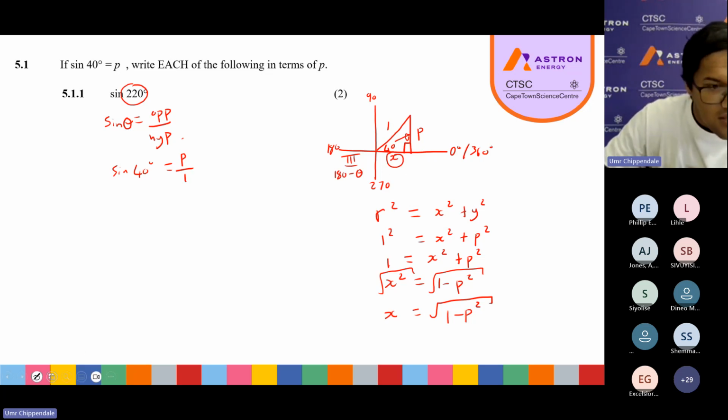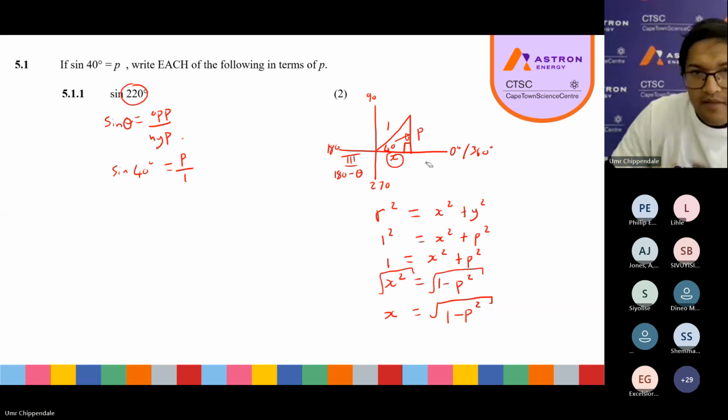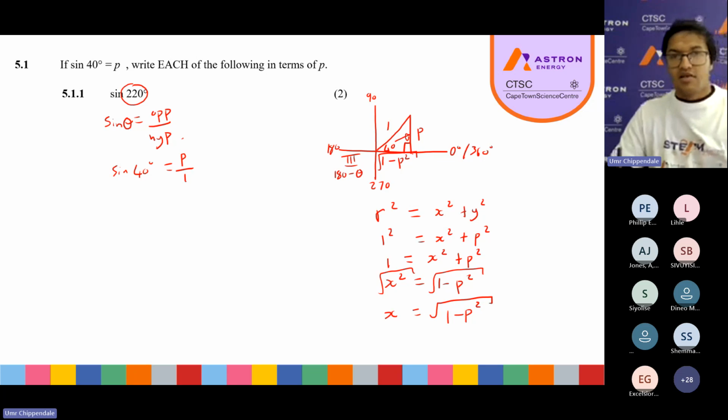So if we take this eraser over here, so now we all know that's 1 minus p squared. Go back. 1 minus p squared. This is the square root of the entire section.